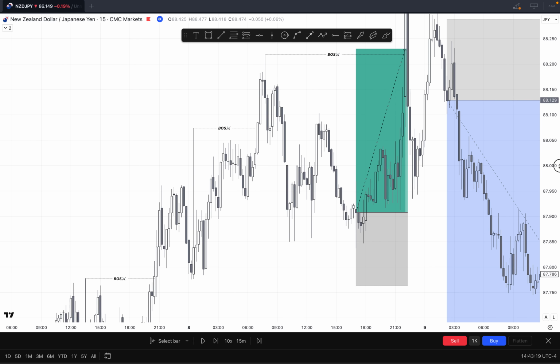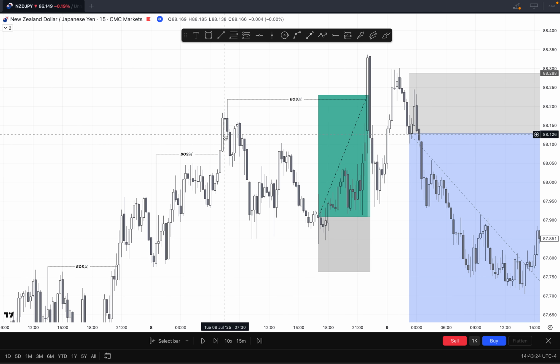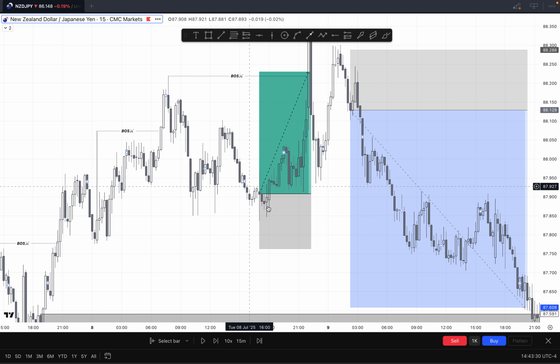Try to narrow it down as much as possible, and if none is valid, we break structure. We do the same thing again. We're gonna get it one time, right? So that's why I caught this trade.